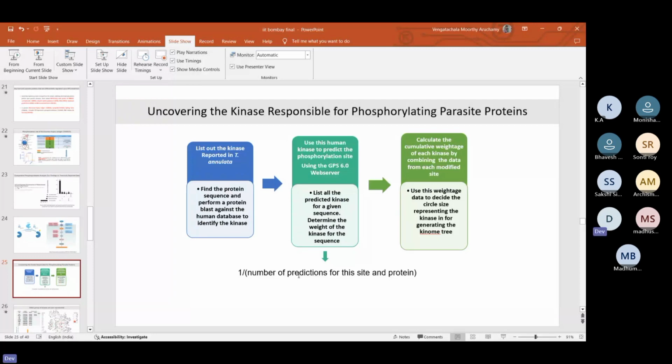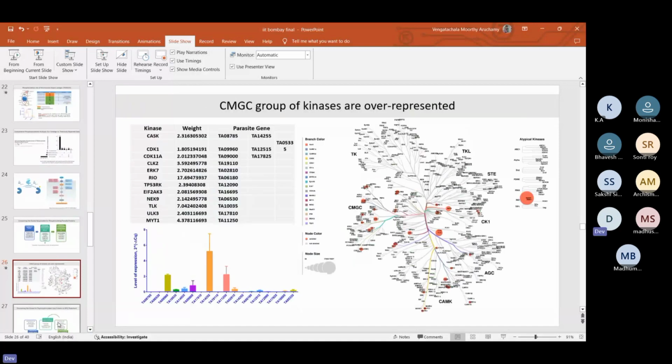So using this cumulative weightage of each kinase, we have predicted the final weightage of each kinase, and this weightage was again taken to represent the kinase. Now coming to the representation of the kinases. This table represents all the top 10 kinases that we predicted with different kinase scores, which I will explain later if you have any doubt.